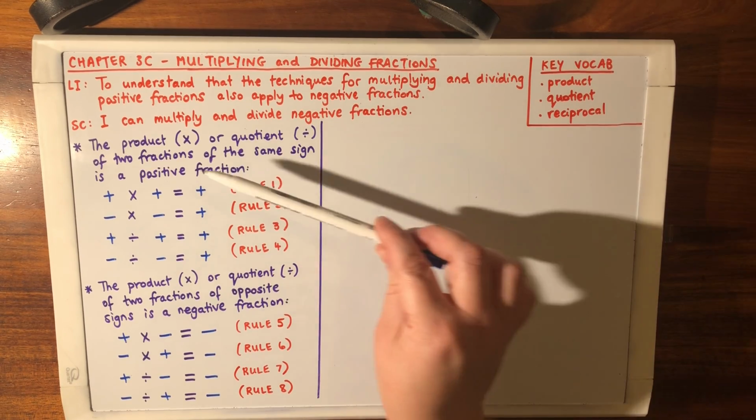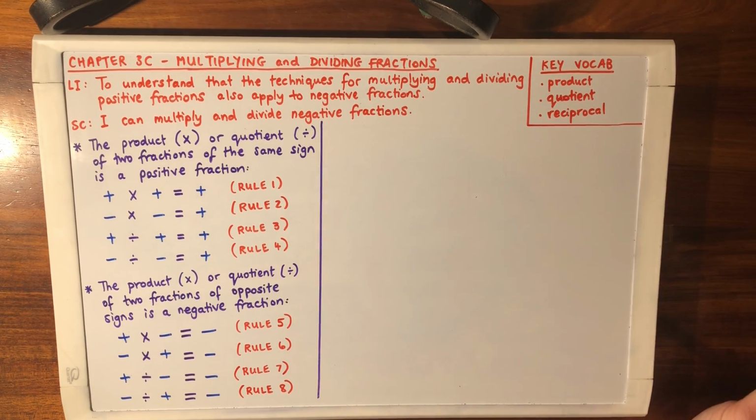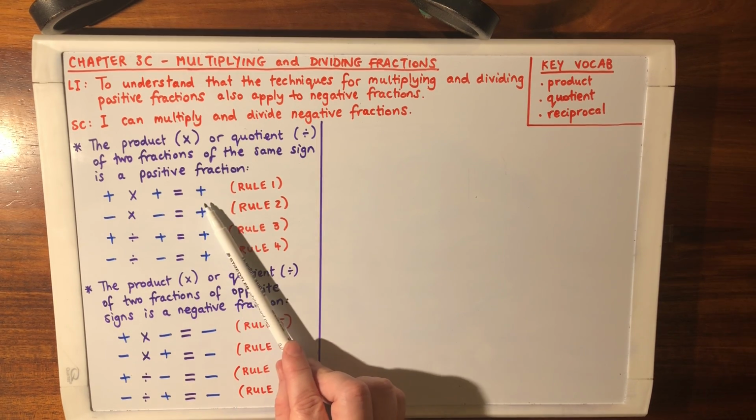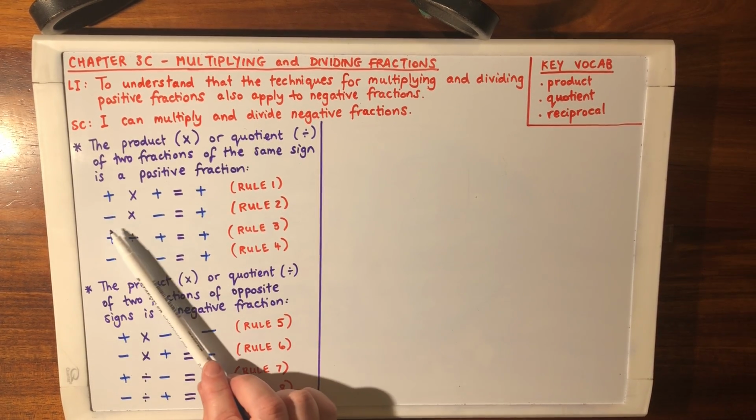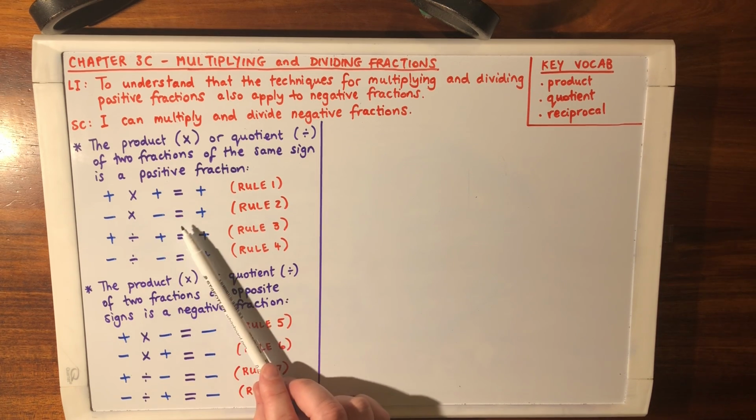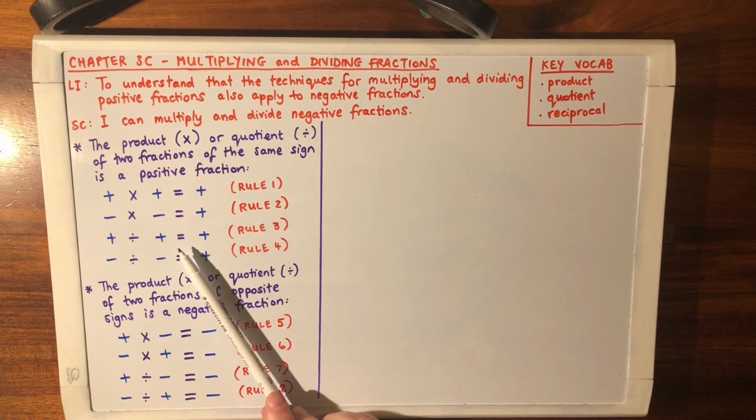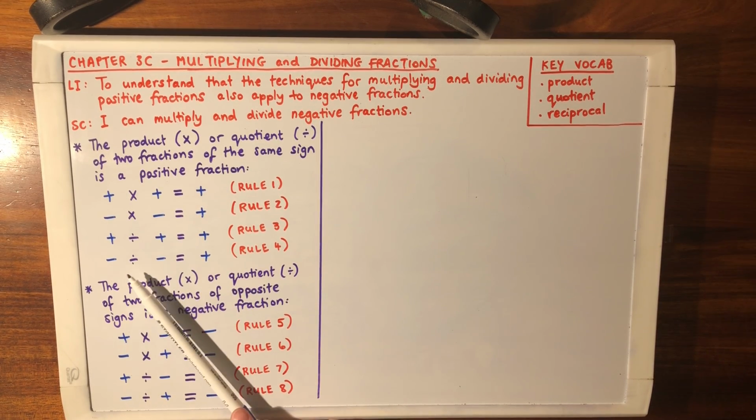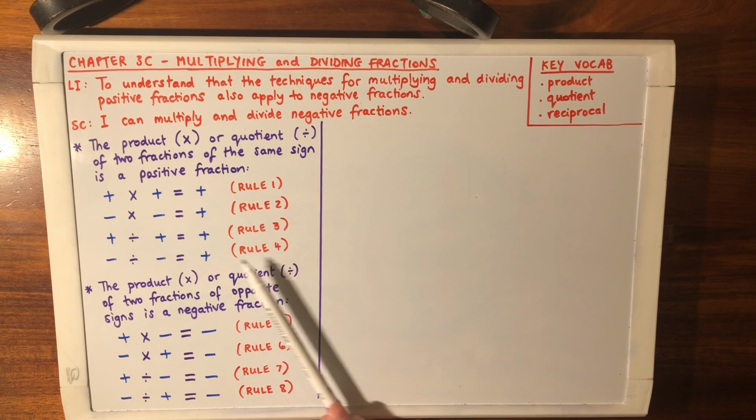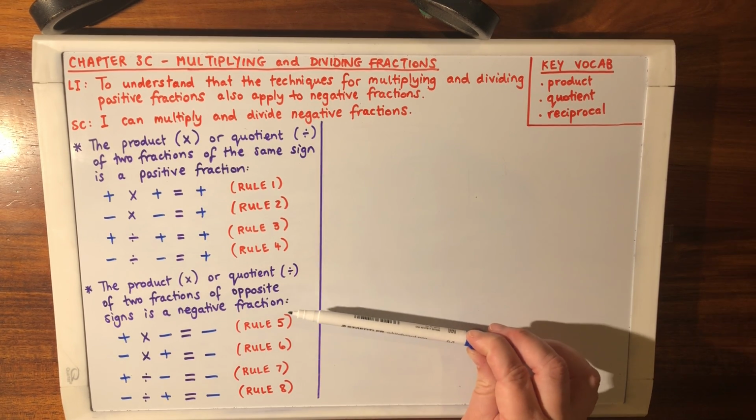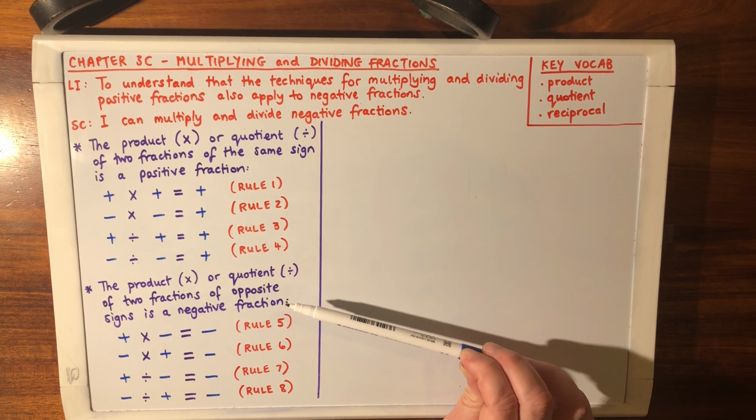The product, multiplication, or quotient, division, of two fractions of the same sign is always going to give you a positive fraction answer. So positive multiplied by positive will give you a positive answer. Negative multiplied by negative will give you a positive answer. Positive divided by positive will give you a positive answer, and negative divided by negative will give you a positive answer.